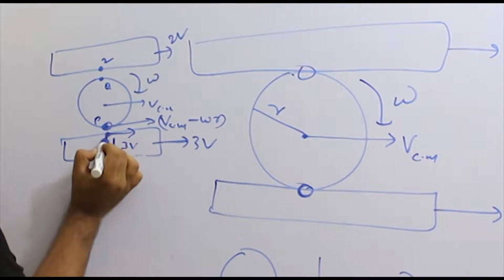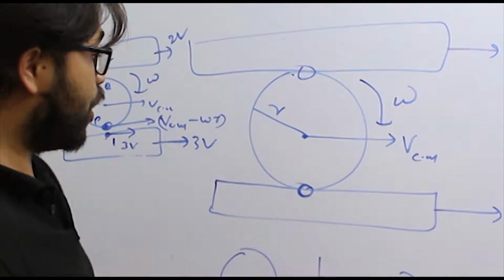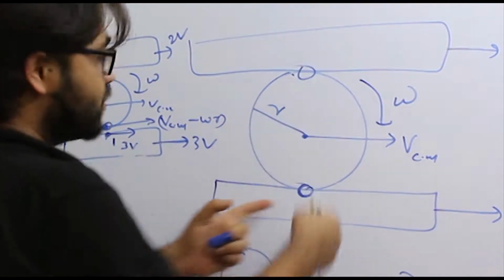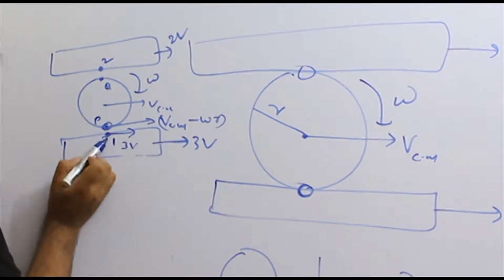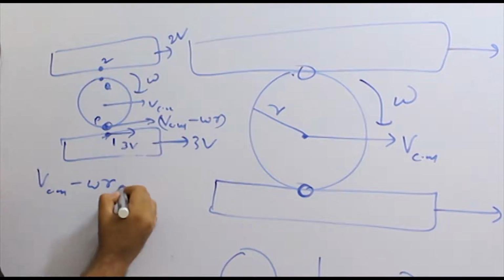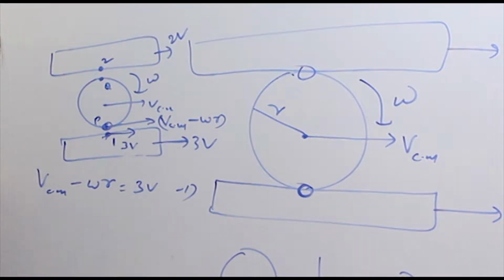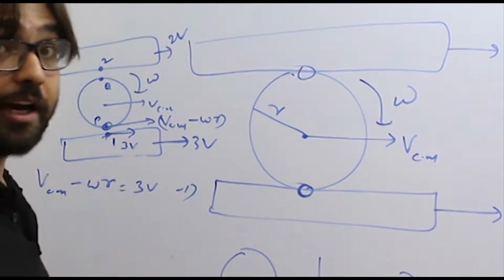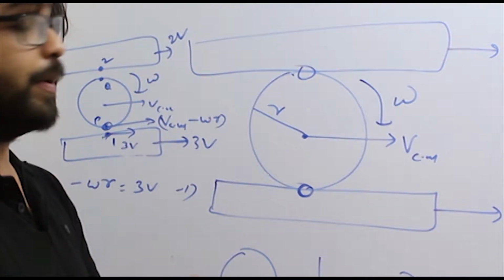And we understand that these 2 points, because disk is not slipping, it is in pure rolling, so it is not slipping at both of the points. So this point and this point, they must have what? They must have same velocities. So I'm going to write VCM minus omega r is equal to 3v. This is our first equation. Remember, we have two variables. We don't know omega right now. Omega is not given in the problem, but it's being asked.